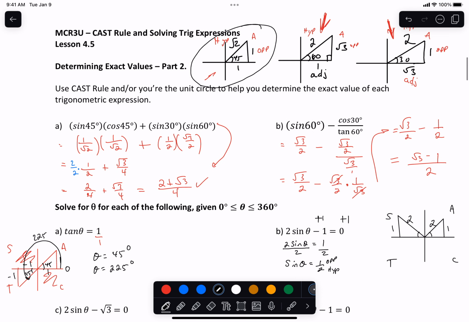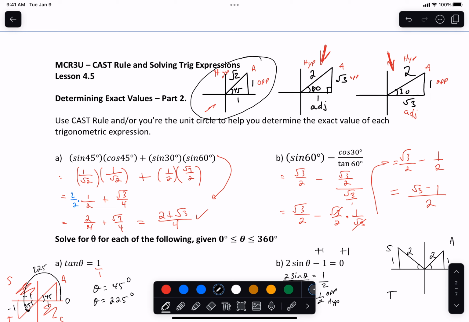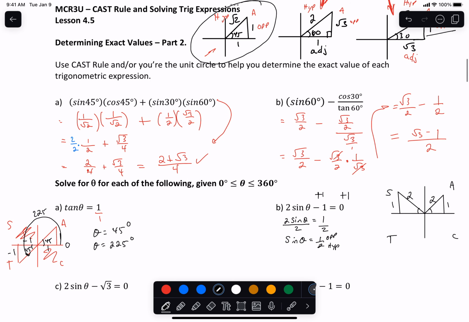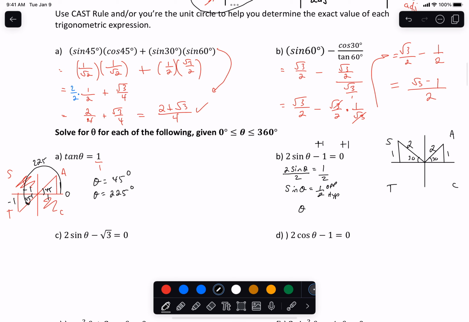So on this triangle, it looks like there's opposite, there's hypotenuse. That must make this 30 degrees. And so subsequently, theta can be 30 degrees, and theta can also be the 180. If this is 0 and this is 180, we're going to go 180 minus 30, so it has to be 150 degrees. So those are your possibilities here.